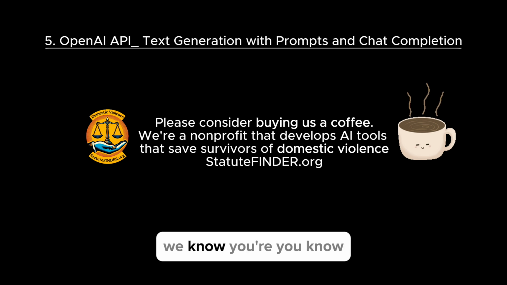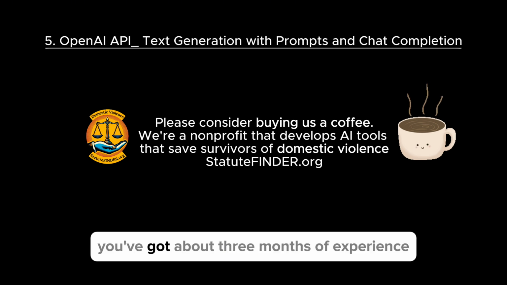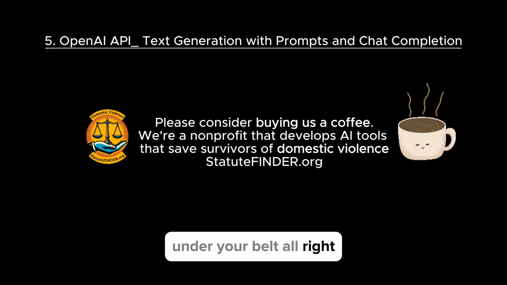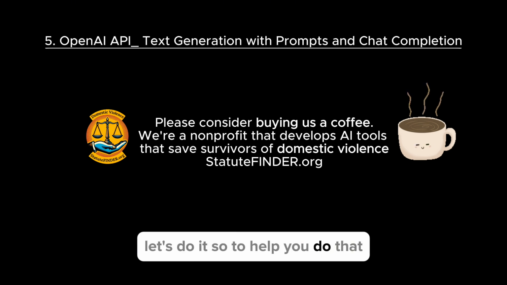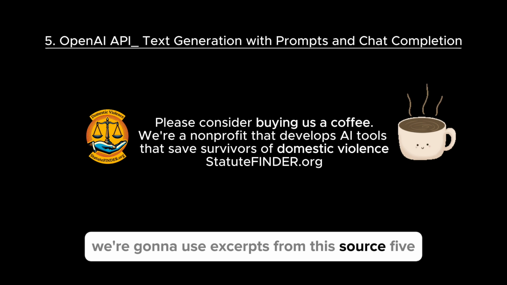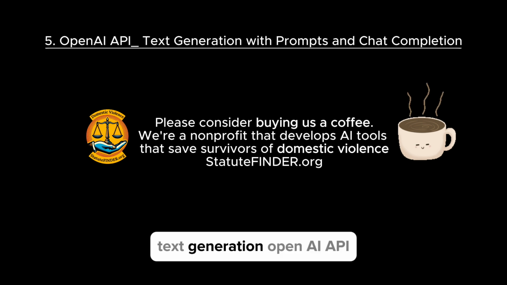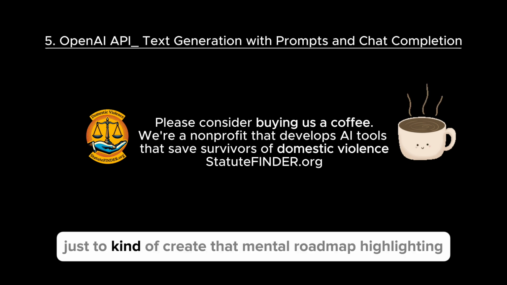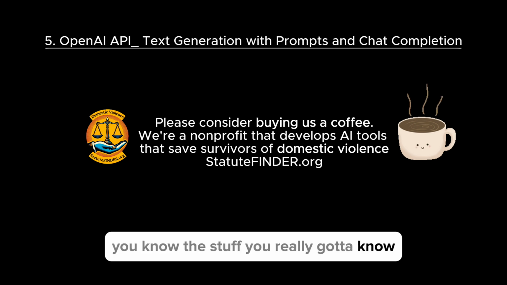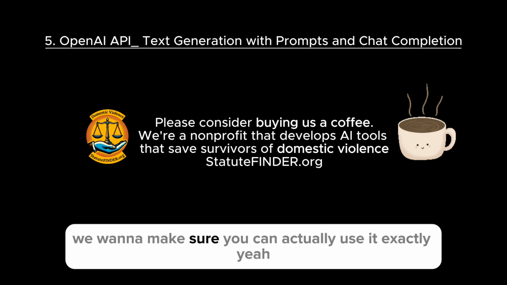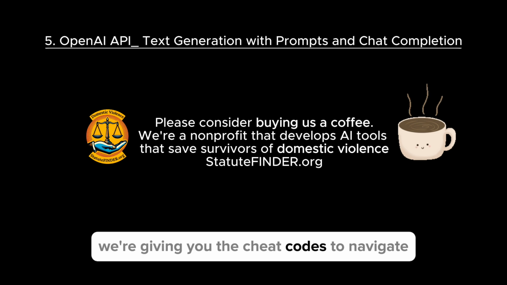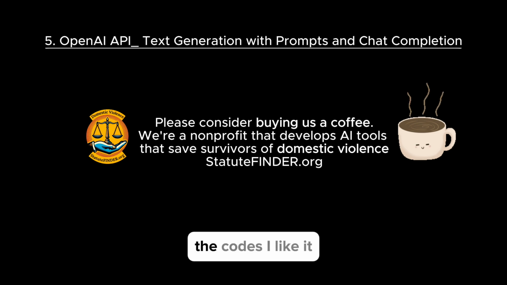And we know you're a Python beginner. You've got about 3 months of experience under your belt. All right. So you're ready to make OpenAI sing, right? Let's do it. So to help you do that, we're going to use excerpts from this source 5, Text Generation OpenAI API, just to create that mental roadmap, highlighting the stuff you really got to know without getting lost in all the technical details. Yeah, we don't want to get bogged down. We want to make sure you can actually use it. Exactly. It's kind of like we're giving you the cheat codes to navigate the documentation with confidence. Cheat codes, I like it.